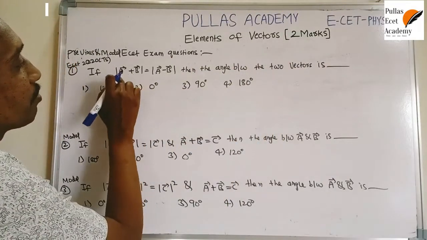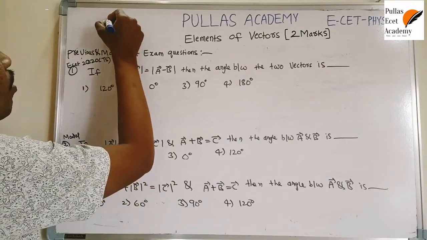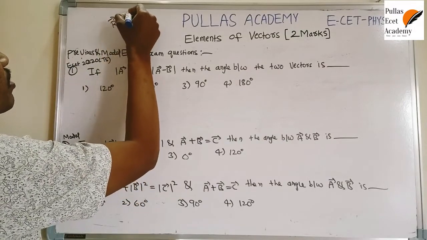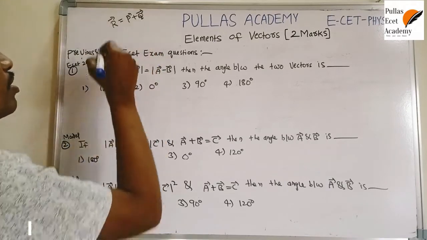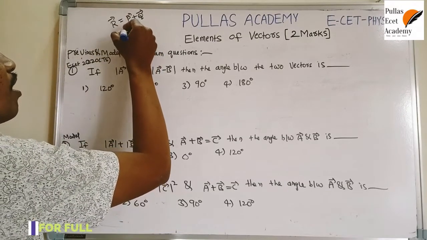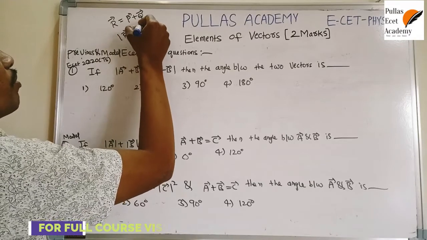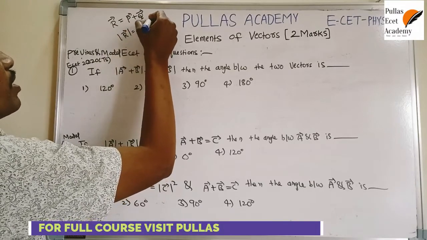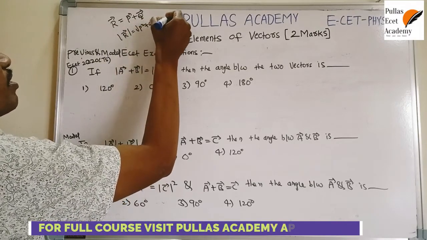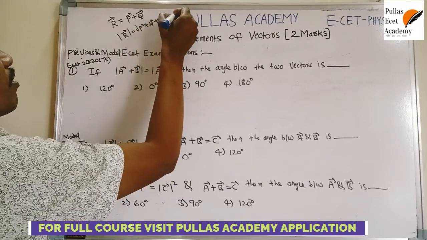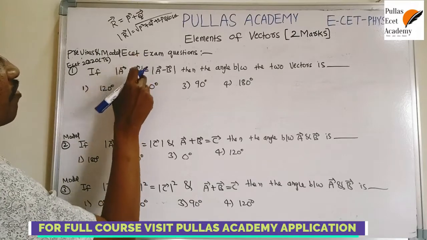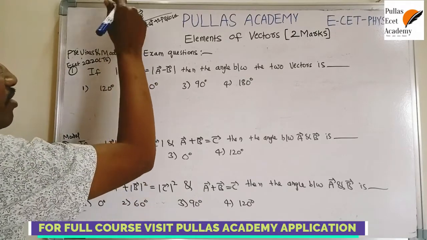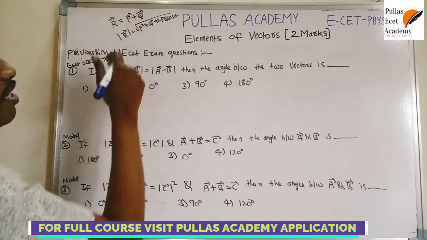Modulus of A bar plus B bar means, according to the parallelogram law of vectors, R bar is equal to P bar plus Q bar. This is the resultant vector. If you want the modulus of R bar, what is the formula? Under root of P square plus Q square plus 2PQ cos theta. This is a formula based on the parallelogram law. Instead of P and Q, here A and B are given. Modulus of A bar plus B bar means the question is asking the modulus of R bar indirectly.